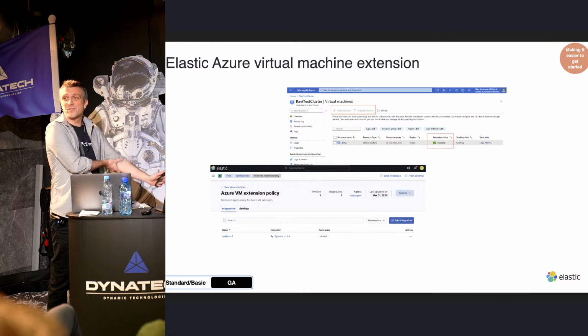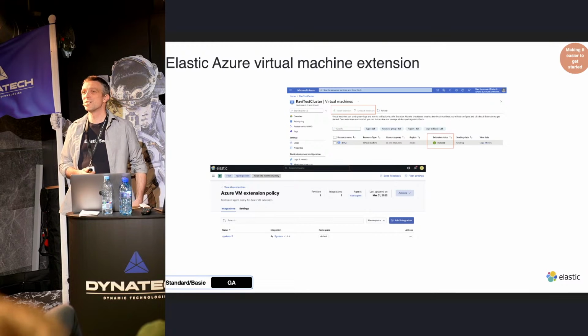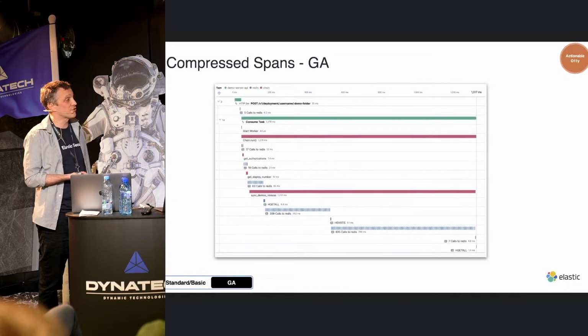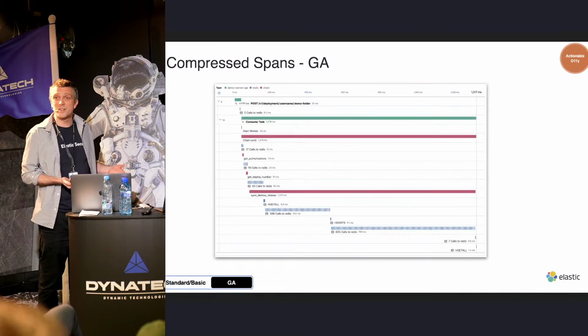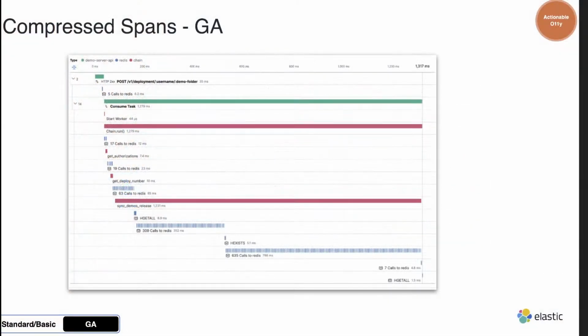Compressed spans. This is all about APM. Do we have anyone using APM here? No APM users. Okay, application performance monitoring. We can use Elastic for that. We can have an application in Python, in Java, or PHP, and we can start to understand it.